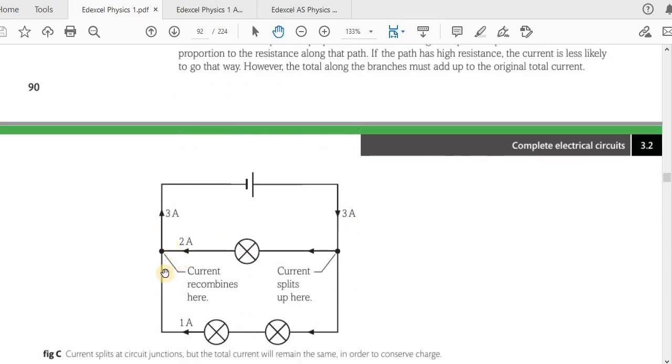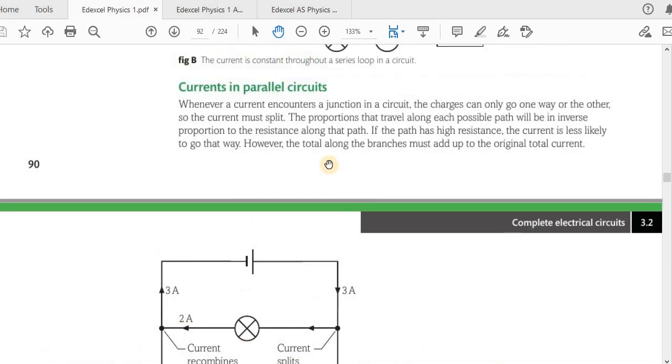Now you can see here, this is a three-way junction. 1, 2, 3. Like in the roads also we have junctions, 3-way, 4-way junction. Here it's a 3-way junction. Whenever a current encounters a junction, the charges can only go one way or the other. So the current must split.